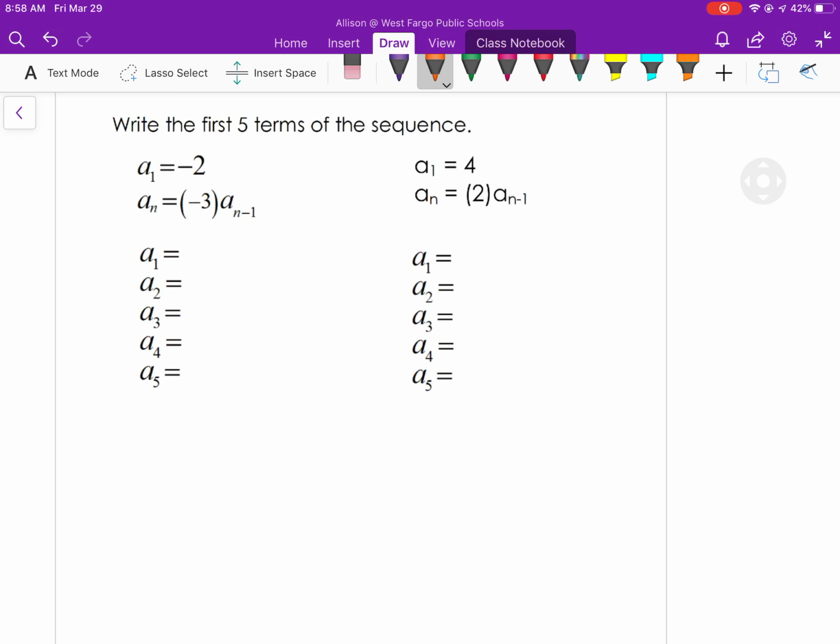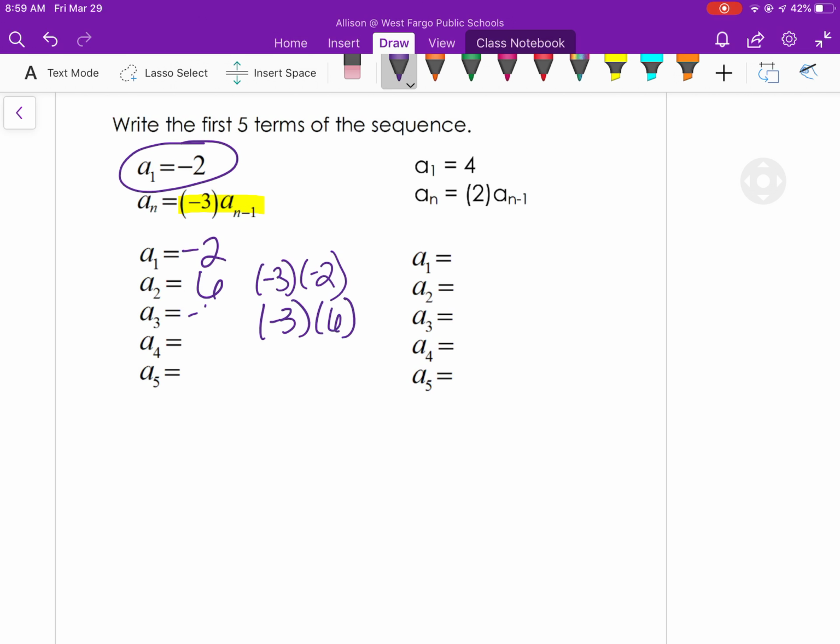Using a recursive rule, in order to use it, you have to know the first term. So a sub 1 equals -2. Then it says that the next term is -3 times the previous term. To find a sub 2, you take -3 times the term before it, which was -2. So you'd have 6 for the next term. To find the third term, you take -3 times the previous term, 6, so you get -18. The fourth term would be -3 times -18, which is 54. The fifth term would be -3 times 54, which is -162.